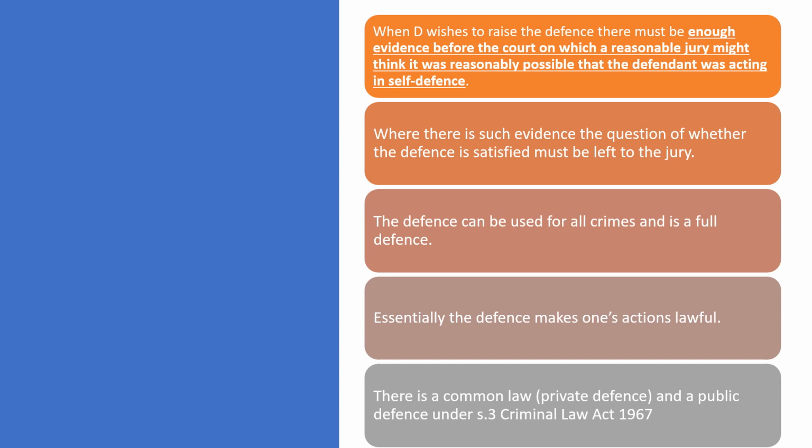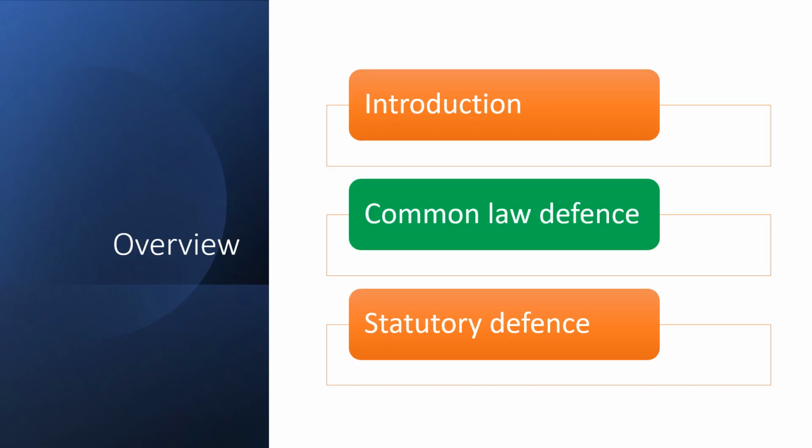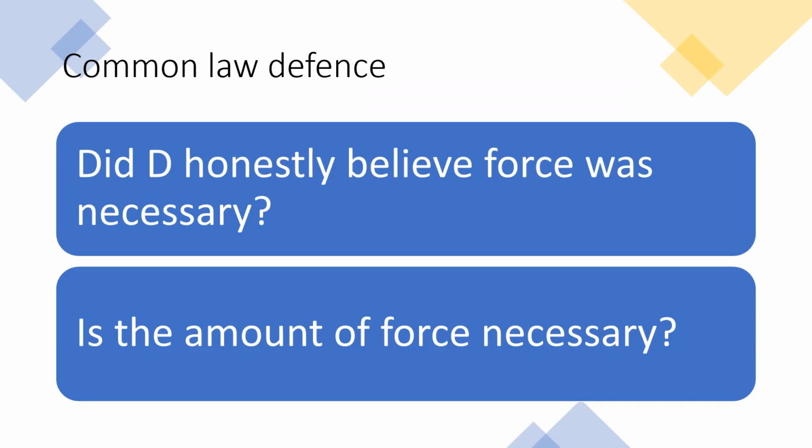Essentially, the defence makes one's actions lawful, and there's a common law, private defence, and then a public defence, which is under Section 3 of the Criminal Law Act 1967. We'll deal with each of these separately. First of all, then, we're going to look at the common law defence, and essentially there are two key structure elements for you. This is: did the defendant honestly believe force was necessary? So the subjective test, and is the amount of force necessary, which is at least an objective test.